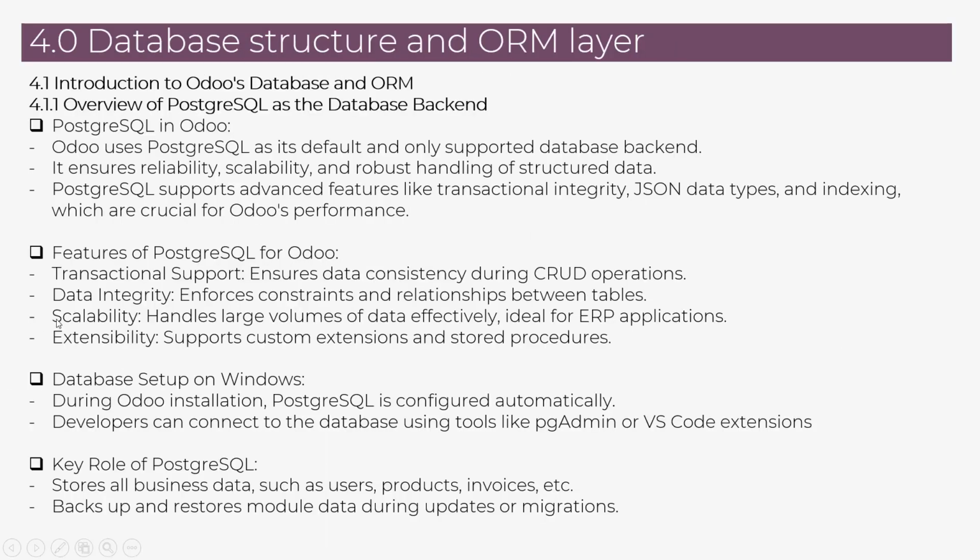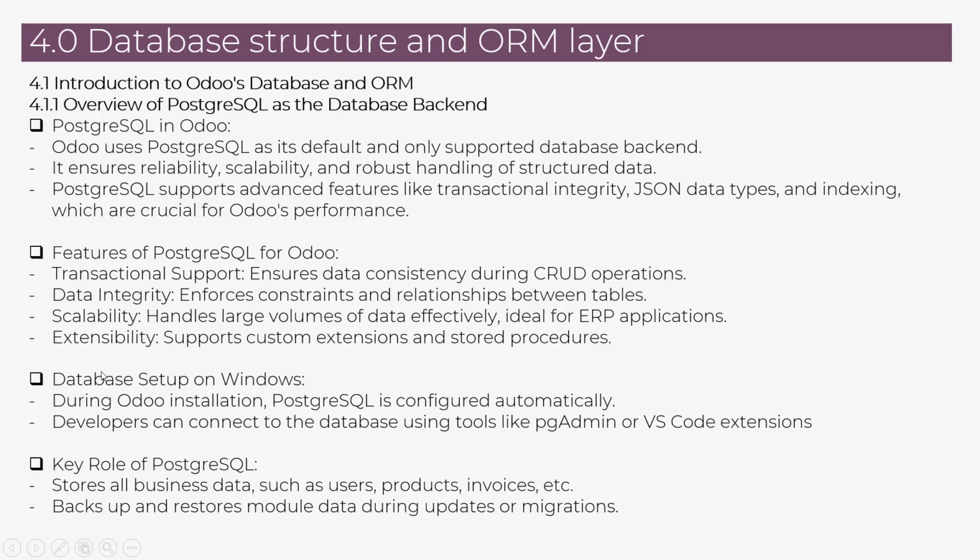Okay, so now we are going to the next subtopic, the database structure and the ORM layer. Introduction to Odoo database and ORM. Odoo runs on PostgreSQL. Features of the PostgreSQL database: transactional support, data integrity, scalability, and extensibility. Just as a quick note here, PostgreSQL supports up to 32 terabytes of data. So no matter how many transactions you have on Odoo, the database is quite scalable.